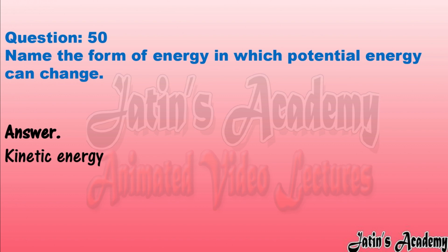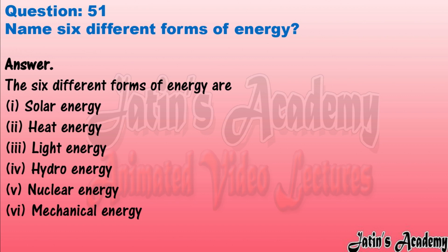Question 50. Name the form of energy in which potential energy can change. Answer. Kinetic energy. Question 51. Name 6 different forms of energy. Answer. The 6 different forms of energy are: first, solar energy; second, heat energy; third, light energy; fourth, hydro energy; fifth, nuclear energy; sixth, mechanical energy.